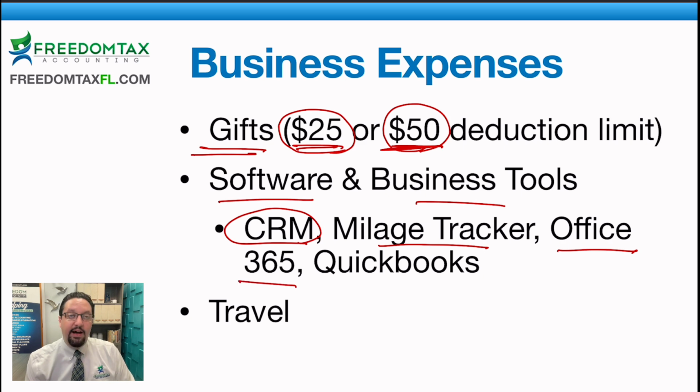Office 365. Office 365 has an annual fee that you need to pay to use Microsoft Word, Microsoft Excel, and PowerPoint. That is a business expense. We also have several real estate agents who do their own accounting and pay for QuickBooks Online. The monthly fee for QuickBooks Online is a business expense.